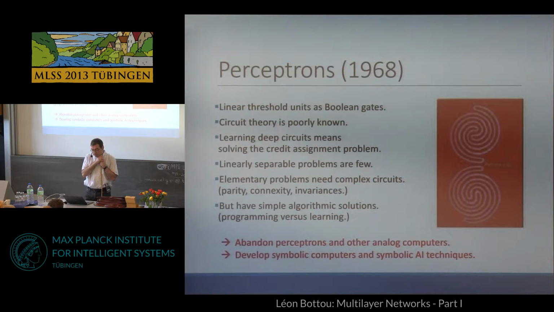Now, the strongest point was to define a number of elementary problems that need complex circuits. The first one is parity. You have a number of inputs, and you want to know whether the number of ones is odd or even. And you can show that parity is actually very hard to implement with just gates like this. You need at least a four-depth circuit to implement generic parity.